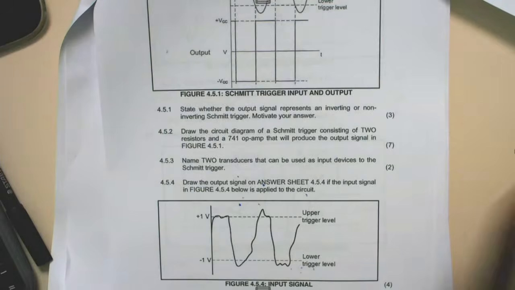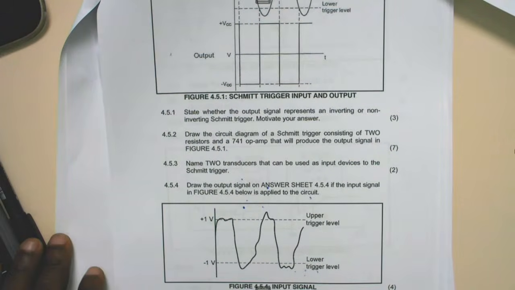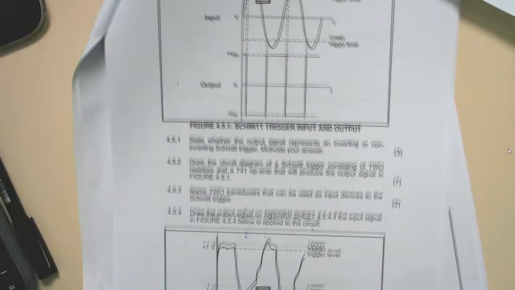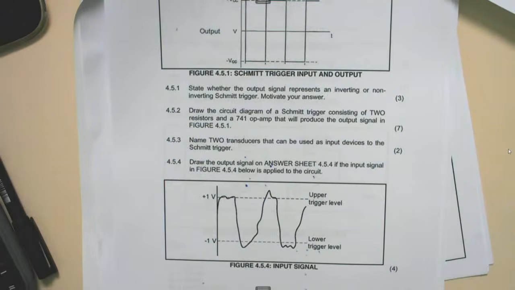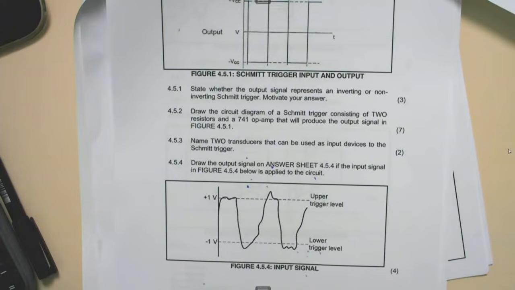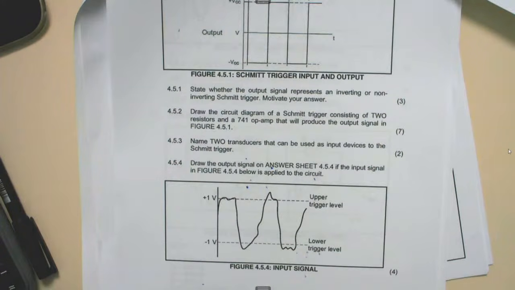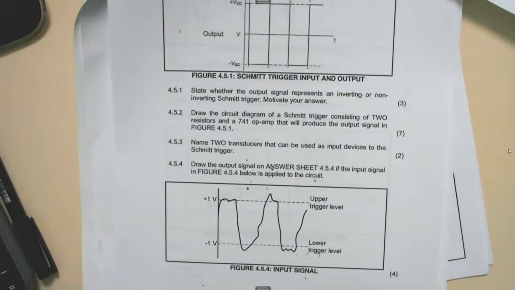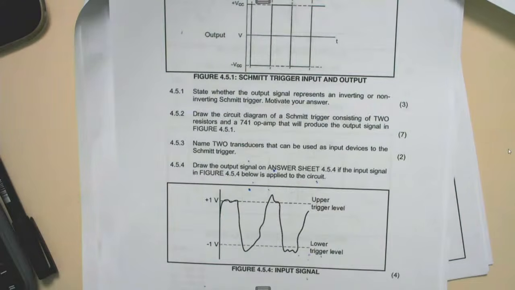So let us proceed. Here they are saying name two transducers that can be used in an input device to a Schmitt trigger. If you remember, in grade 11 we did a chapter called sensors and transducers. So this question refers you to grade 11, where we did the thermocouple, microphones, and the piezo sensor. If you mention any of those, then you'll get your marks.